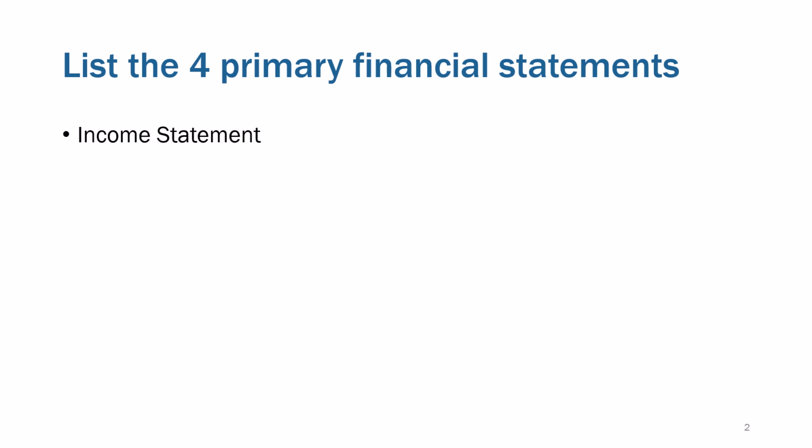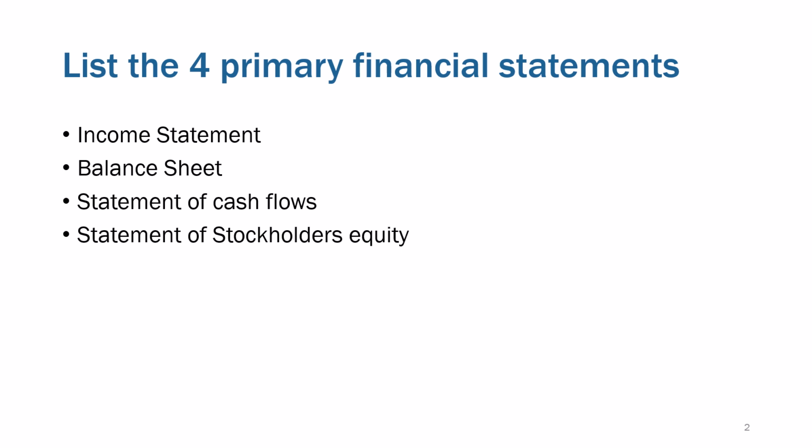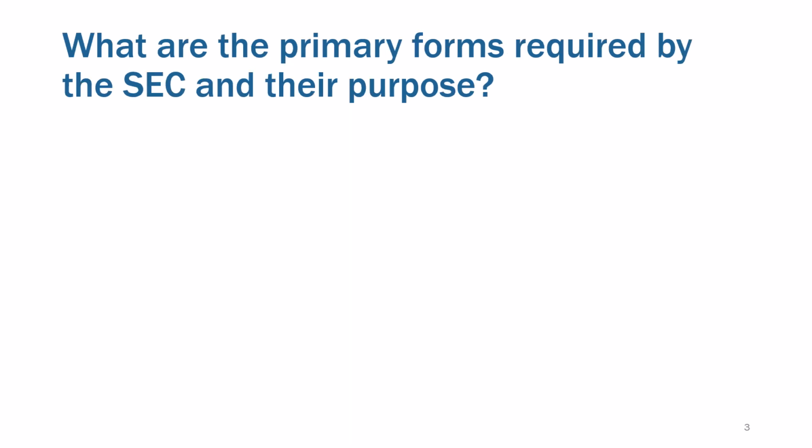If you said the income statement, you got one. Balance sheet, you got another. Statement of cash flows, you got the third one. And if you said the statement of stockholders' equity, that would be the fourth one. So it is the statement of stockholders' equity. Sometimes people will say statement of retained earnings, but that is not the full statement. It is the statement of stockholders' equity.